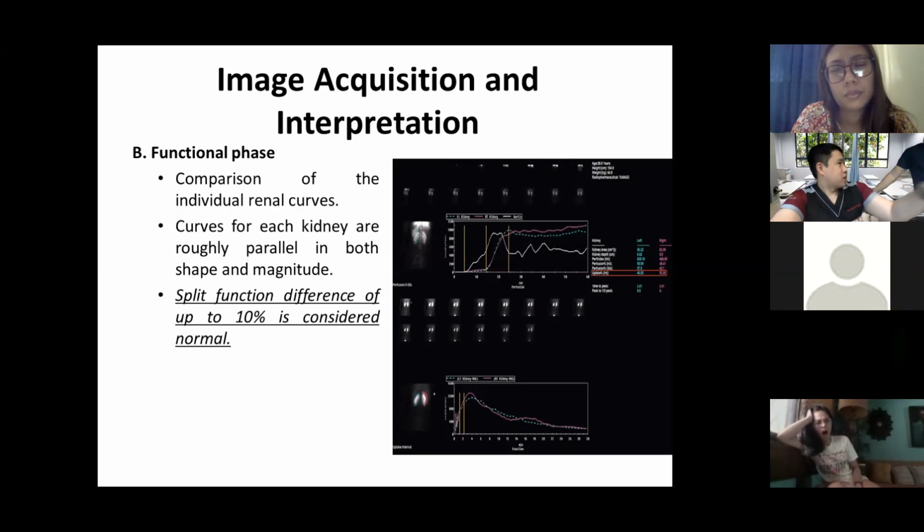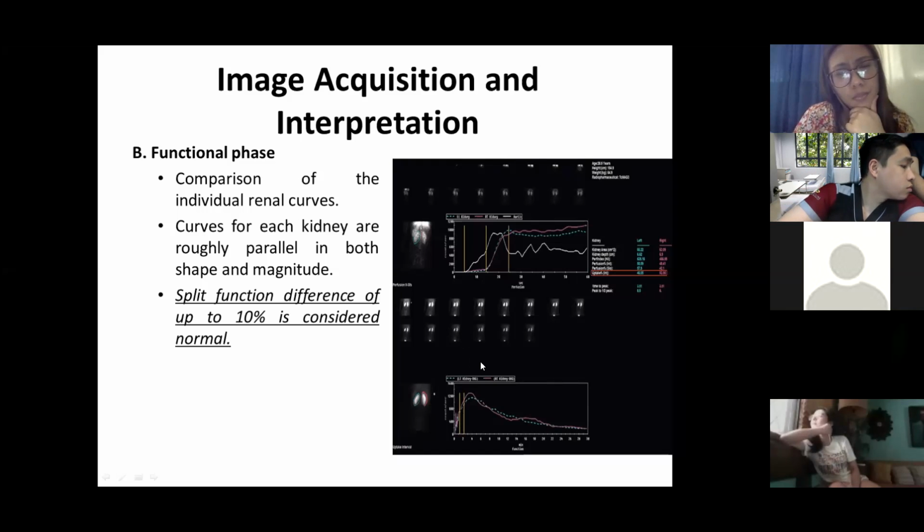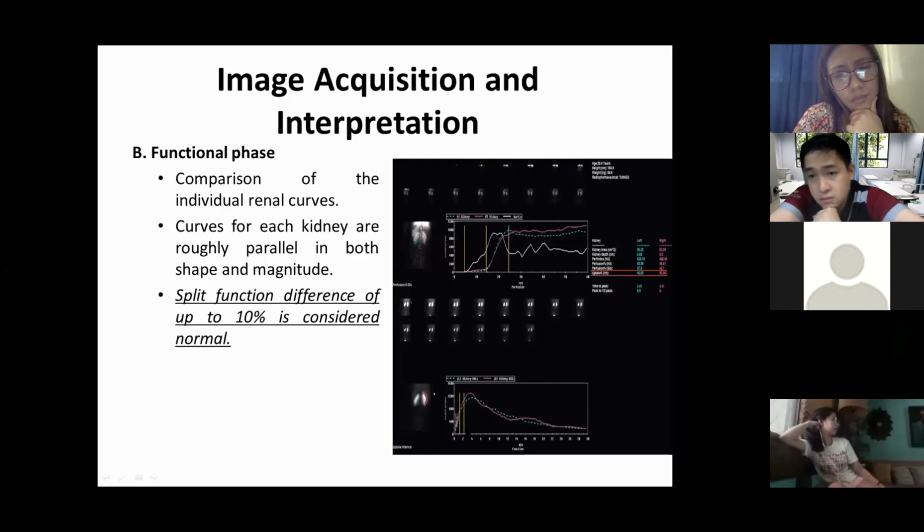For the next phase, we have the functional phase in the lower half. This is the comparison of the individual renal curves, which will allow the determination of relative renal plasma flow. The relative function of each kidney is determined by measuring the area under the time activity curve between 1 and 3 minutes post-injection of the radiotracer. The curves for each kidney are roughly parallel in both shape and magnitude. A split function difference of up to 10% is considered normal.